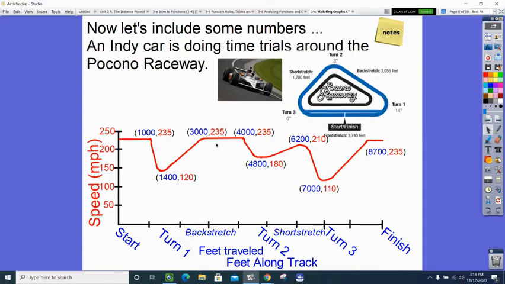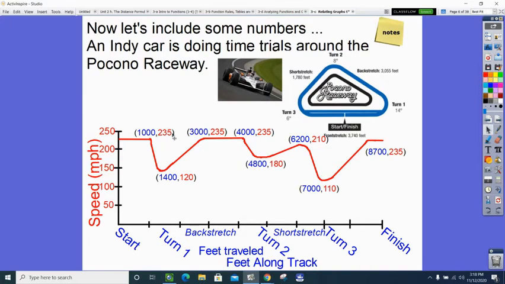So let's take a look at this. Notice the x is going to be how far you've traveled from the start. So 1,000 feet would be right here, and then we're going to be taking that turn until we get to 1,400 feet, and then we're going to be on the back stretch, okay? The x is where you are positioned on the track, a little bit different this time. The y is how fast you're going.